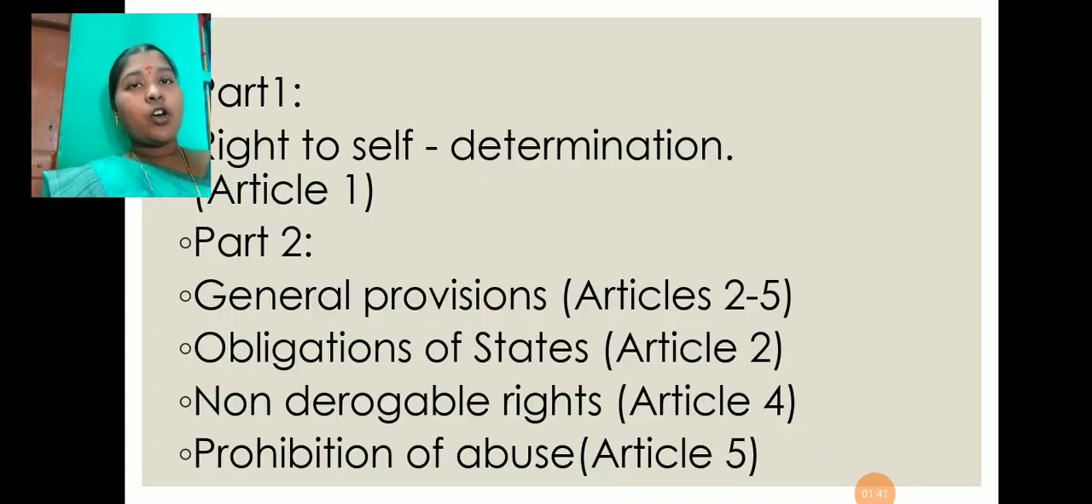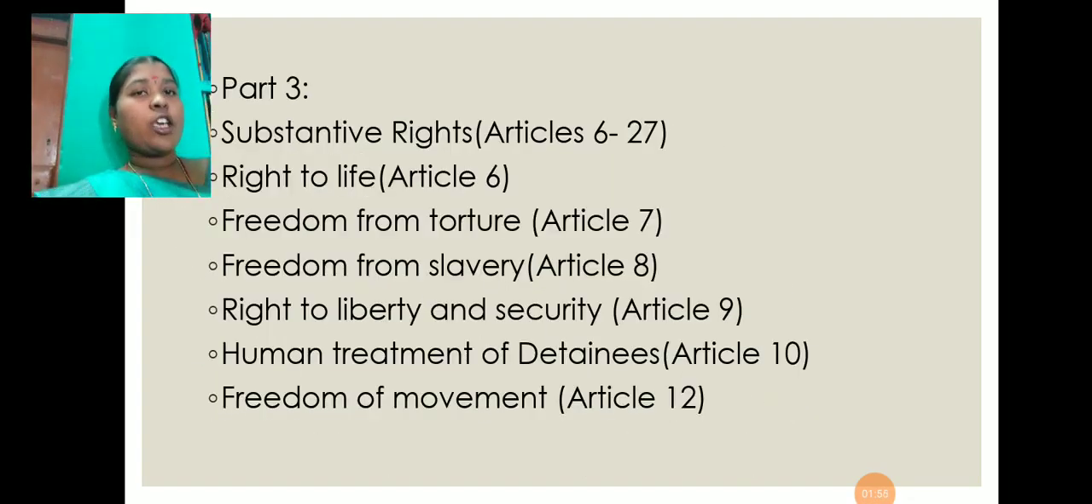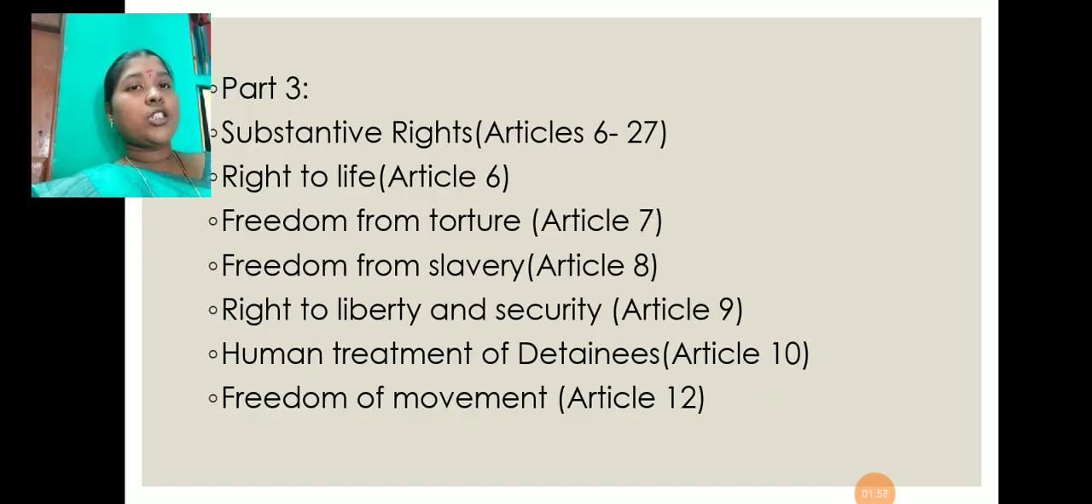First one is Part 1, Article 1, Right to Self-Determination. Part 2, Articles 2 to 5, General Provisions. Article 2, Obligations of States. Article 4, Non-derogable rights. Article 5, Prohibition of abuse. And Part 3, Substantive rights. Article 6 to 27, Substantive rights.